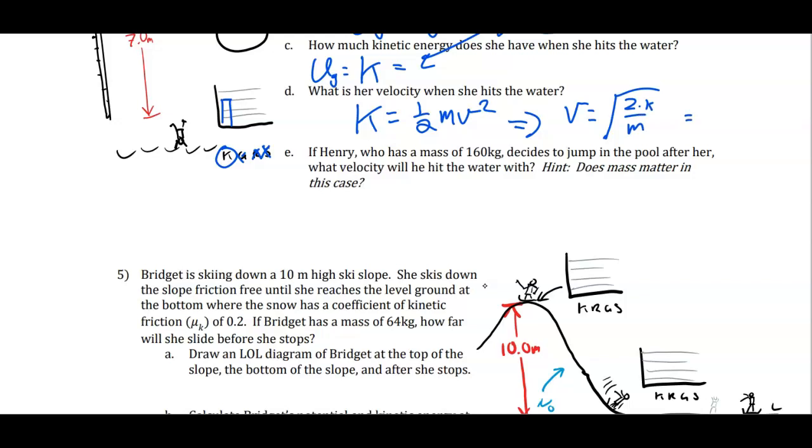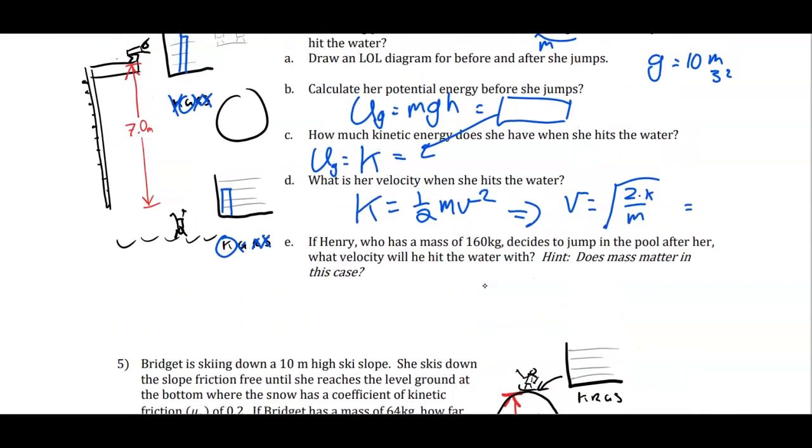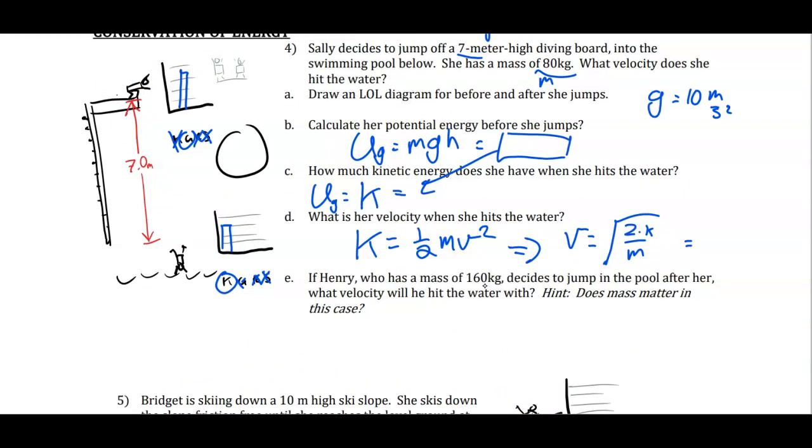Now, if Henry has a mass of 160 kilograms, big old Henry decides to jump into the pool. After that, what velocity will he hit the water with? Does mass matter in this case? At the end of the day, we discussed this in class yesterday: whatever gravitational energy you have here got turned into kinetic energy here.